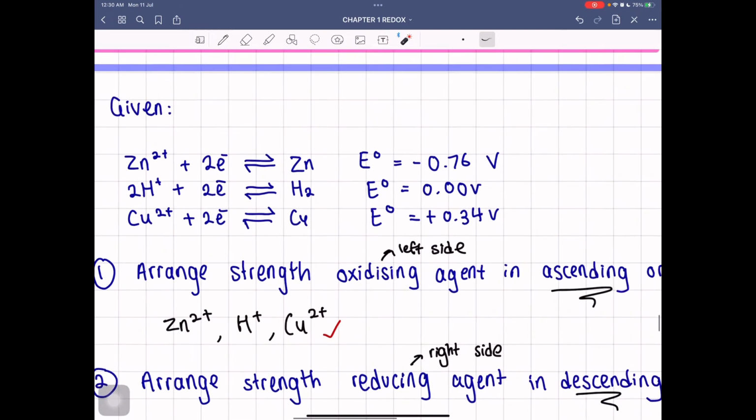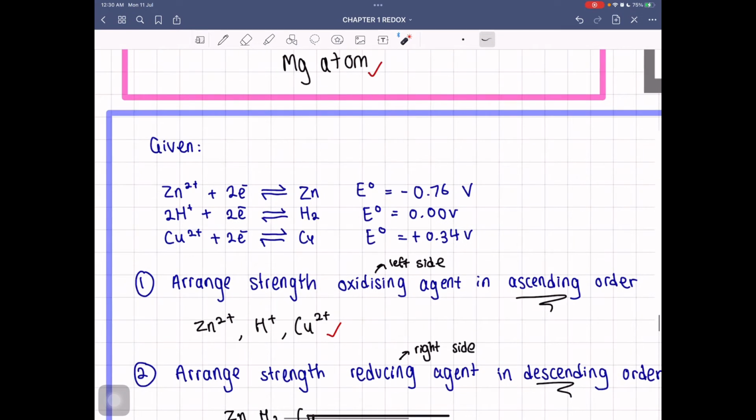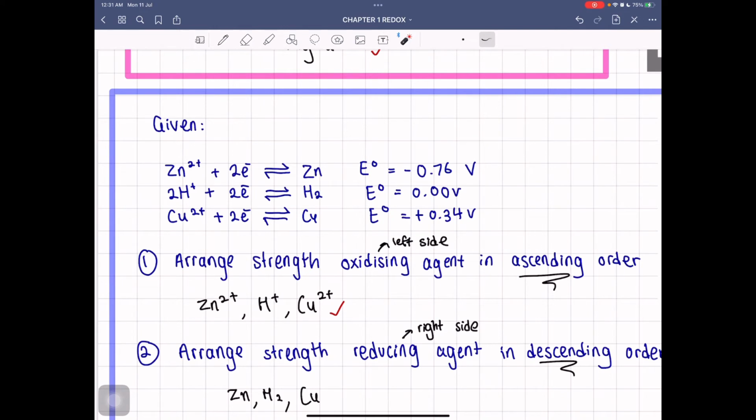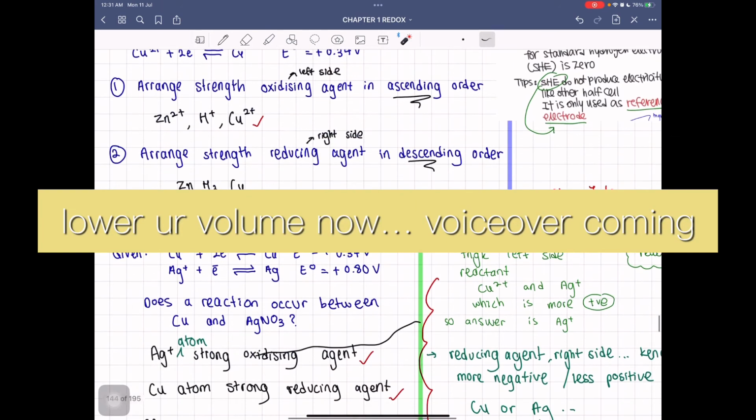Next, arrange the strength of reducing agents in descending order. The reducing agent is on the right side, so don't look at this side anymore; it can be any one of these 3. Which one is the highest reducing agent? The most negative is this one, and for descending order, the biggest reducing strength is this one, then the middle one, and last this one. So the stronger the reducing agent, the more negative it is, or less positive. So zinc, hydrogen, then copper. Ta-da!